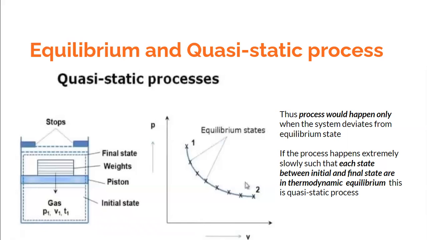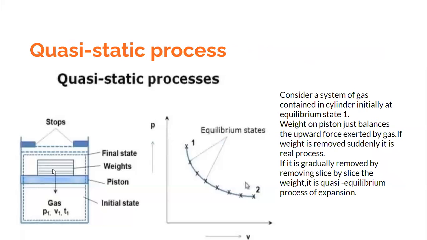So when you achieve this thermodynamic equilibrium by removal of the slices, that can be achieved only if the process is carried out infinitesimally slowly. When you carry out that process infinitesimally slowly, it means that it is almost static, and that is why the word quasi-static is used. Quasi-static means almost static. So the process would be extremely slow, infinitesimally slow, when you remove these weights step by step. This is a very interesting concept: if you want to achieve a quasi-static, quasi-equilibrium process, it has to happen extremely slowly, such that between 1 and 2, all the states are equilibrium states. Okay, so this is an important concept we need to keep in mind.